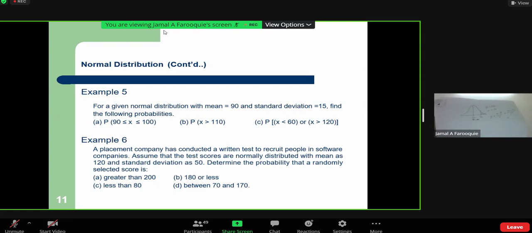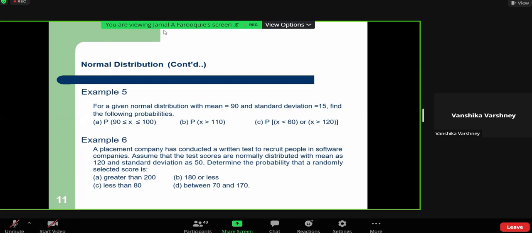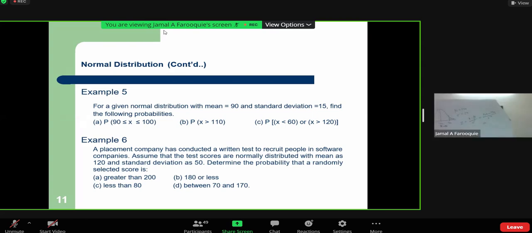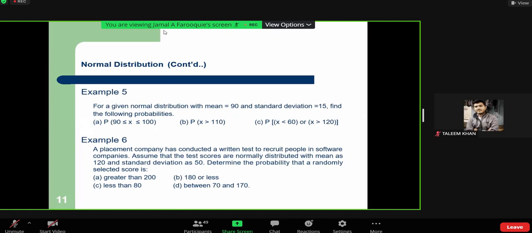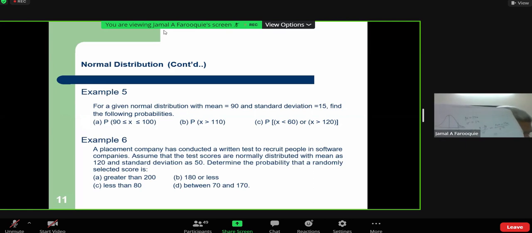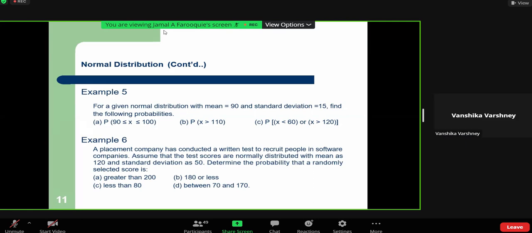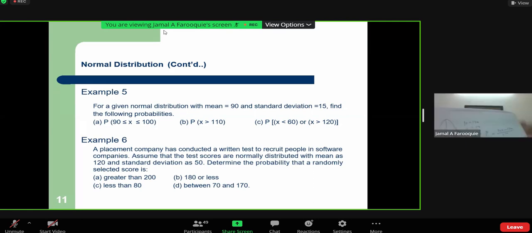How? z equals x minus mu over sigma. So how much is z now? 1.6, with the second decimal place, 1.60. Now we find the probability for this z value.